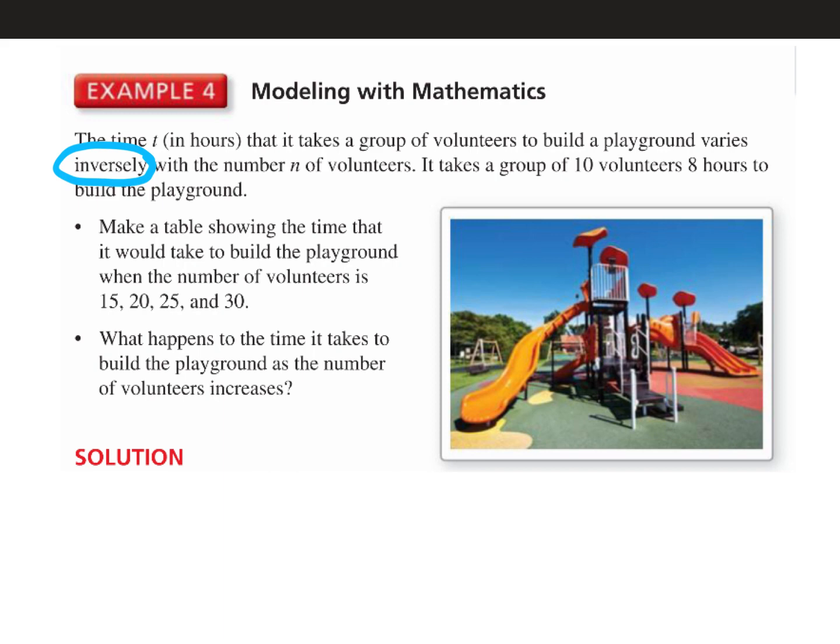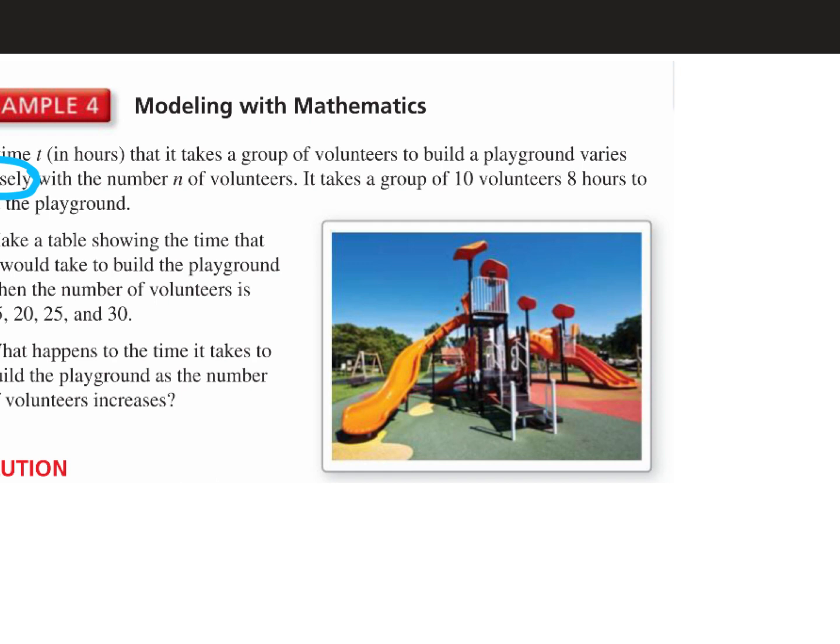First thing we want to do is come up with an equation. If it varies inversely, what's my general equation here? Y equals a over x. But here it says that the time varies inversely. So time would be equal to what in terms of t and n?